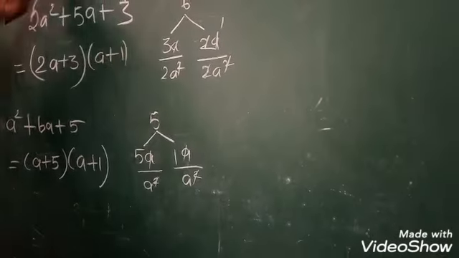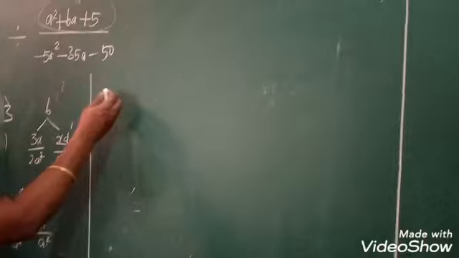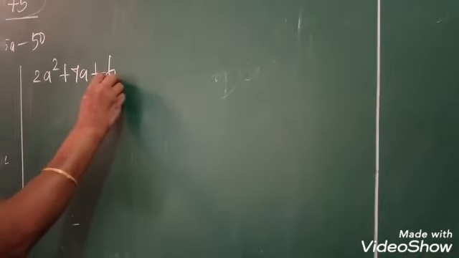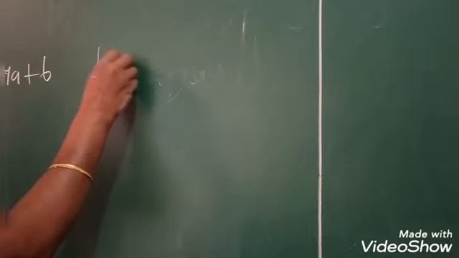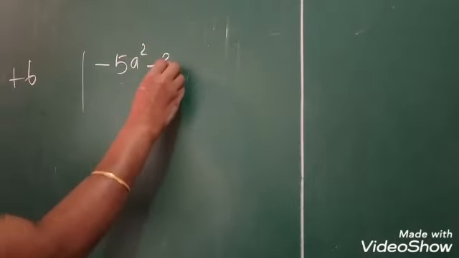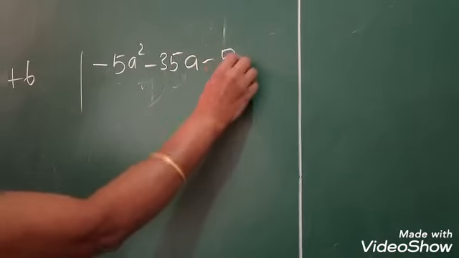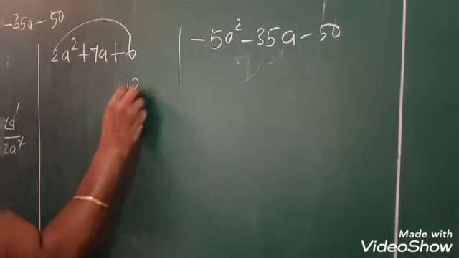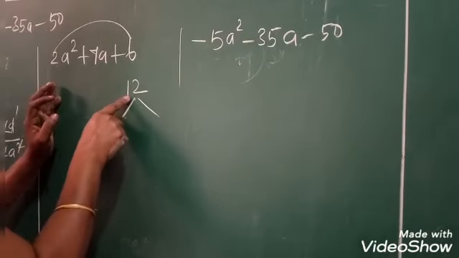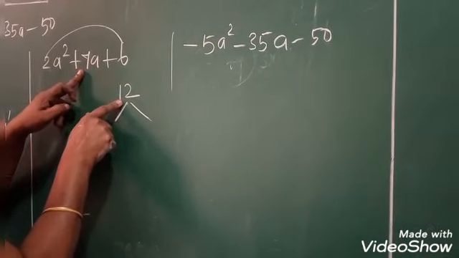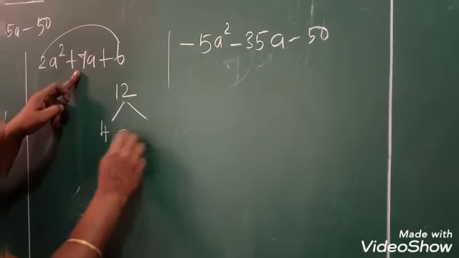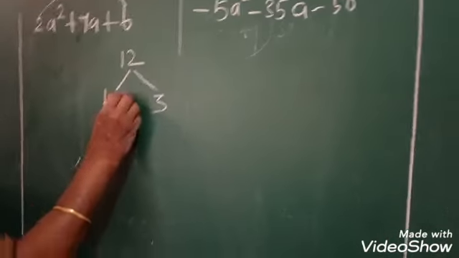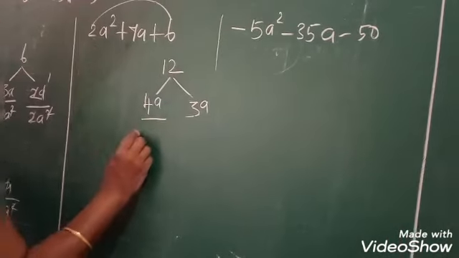Next, see the denominators. In the same way we want to find them out. Here 2a squared plus 7a plus 6. Then another one is here: minus 5a squared minus 35a minus 50. Now before that, 2 is there, so you should multiply. 2 times 6, you will get 12. If you multiply, you will get 12, and the same numbers add to 7. What are the factors? Yes, 4 times 3 is 12, 4 plus 3 is 7.